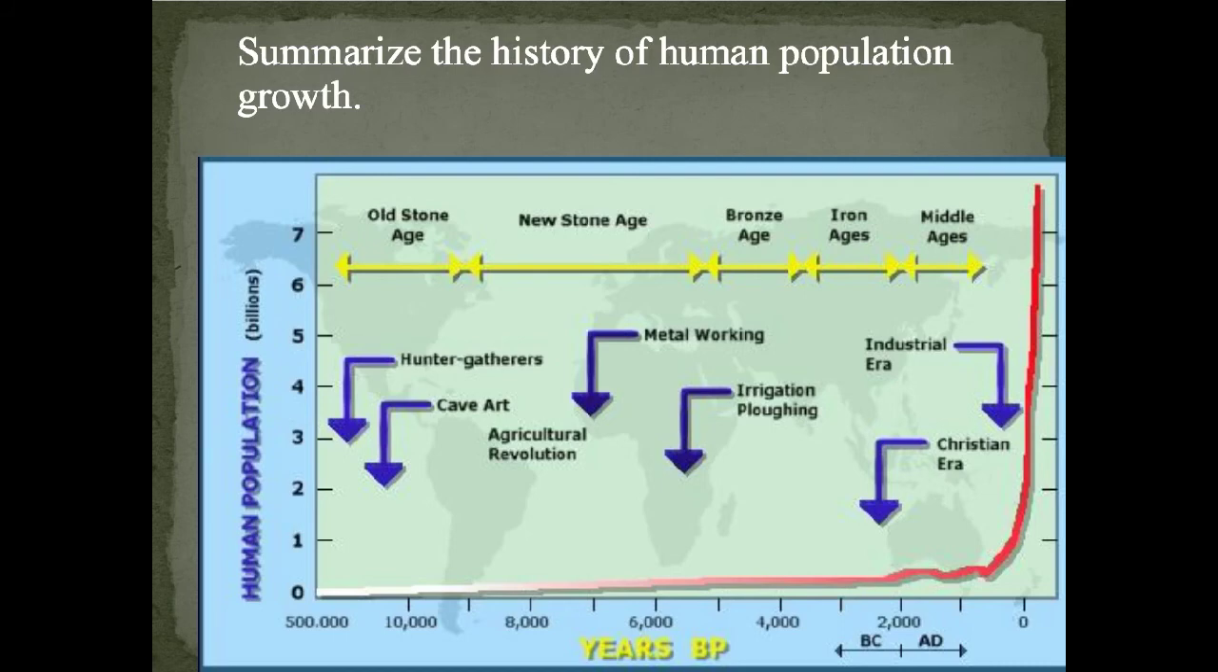Here, let's look at the population growth and some historical references within it. Going back 500,000 years with the human population, you can see hunter-gatherers, cave art. Here at 8,000 you have the agricultural revolution, which tends to still increase linearly, metalworking, irrigation. We have the Christian era here. Population tends to increase a little bit here. Have this little dip. What do you think that little dip is? That's the Black Plague that came along. And then the industrial era starts about here. You get that exponential growth.